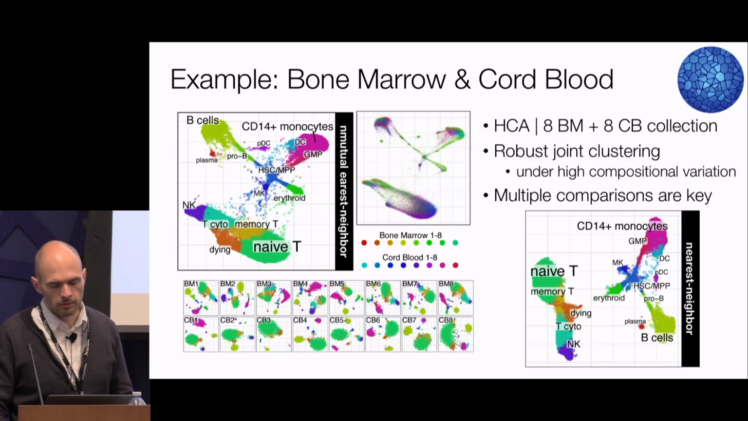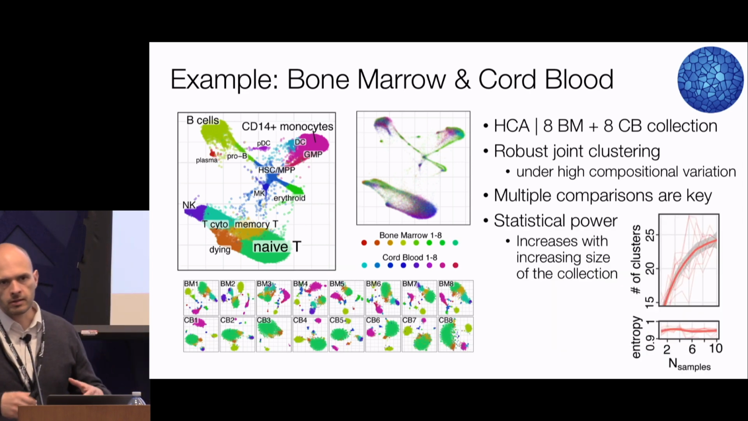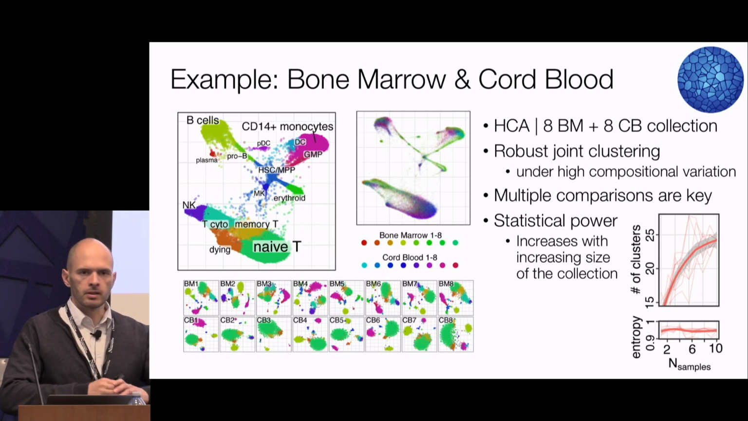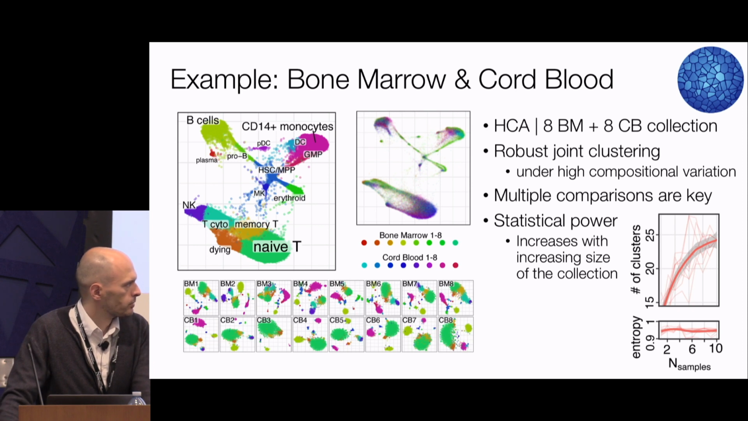And that gives you quite a few comparisons, and that allows you to correct for random variation that happens between the samples. Another kind of property we're looking for is basically increase in statistical power as the collection grows. So imagine that you were sampling just the blood, normal peripheral blood monocytes of different individuals.